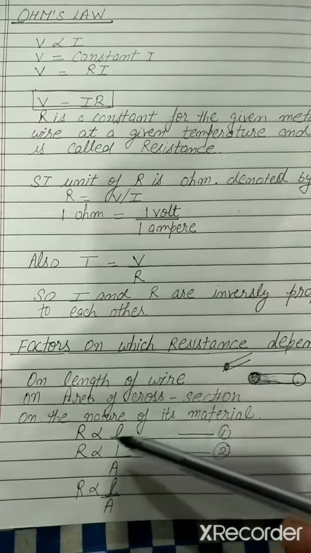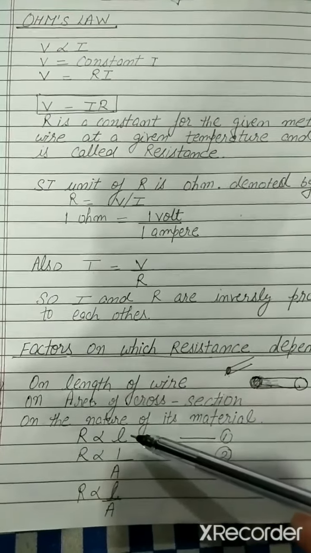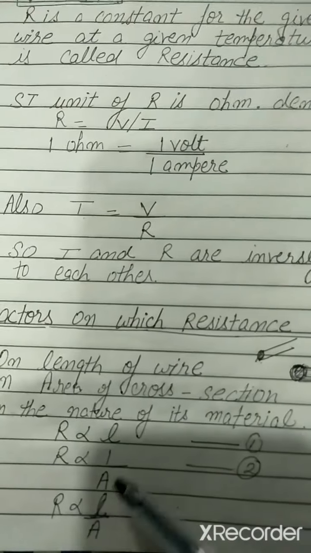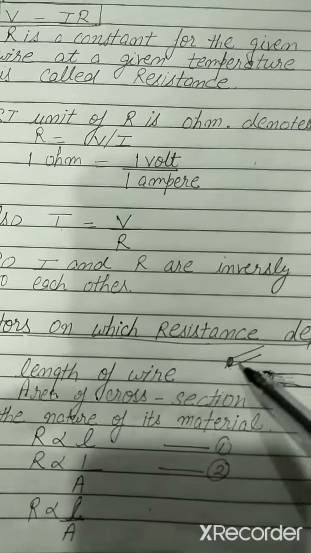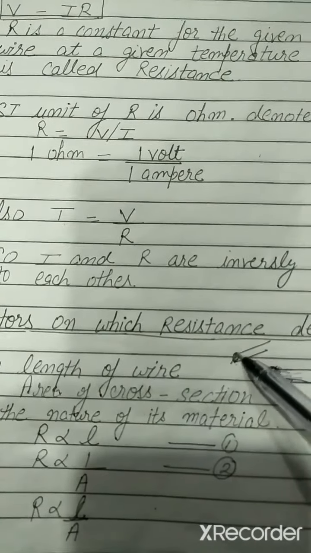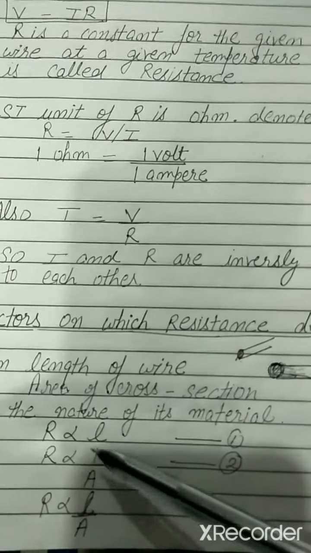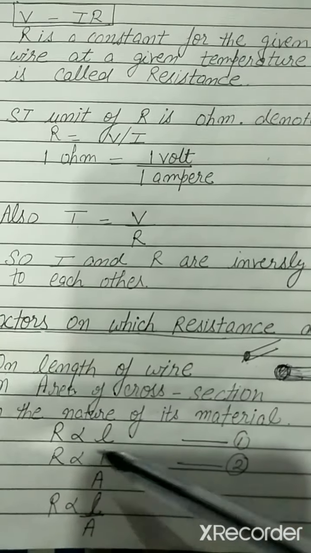So first, resistance is directly proportional to the length of the wire. If length is large, then resistance will be large. If length is less, then resistance will be less. Another thing is that resistance is inversely proportional to the cross sectional area of a wire. If area is large, means wire is thick, then resistance will be less. If area is less, then resistance will be more, right?